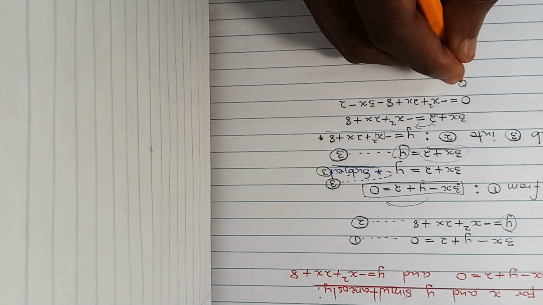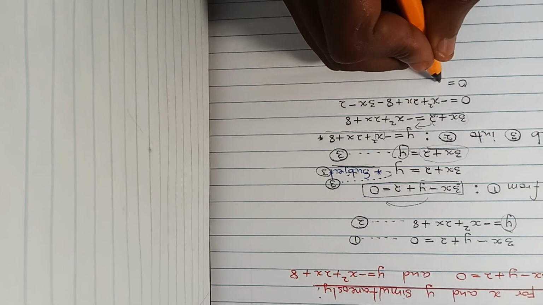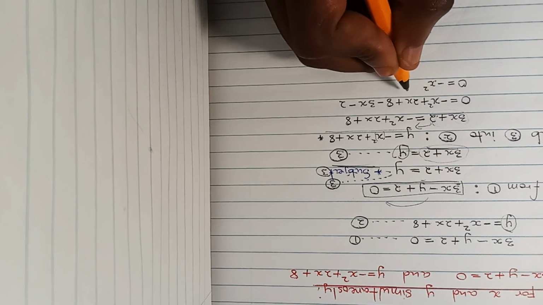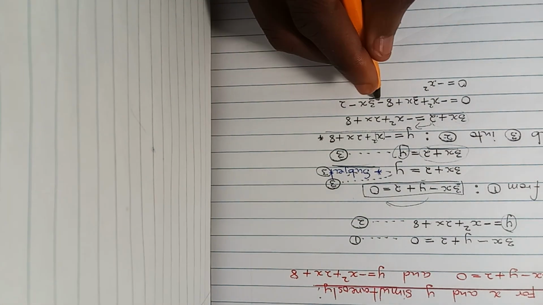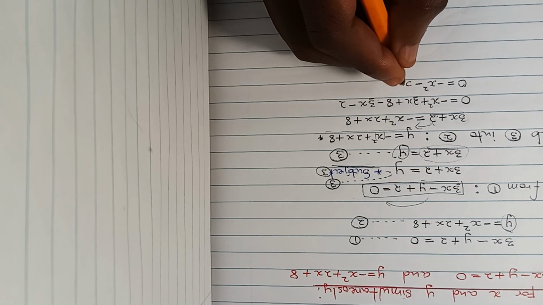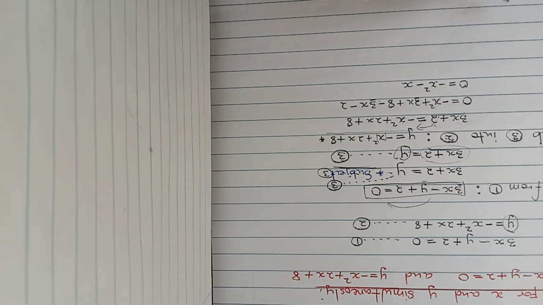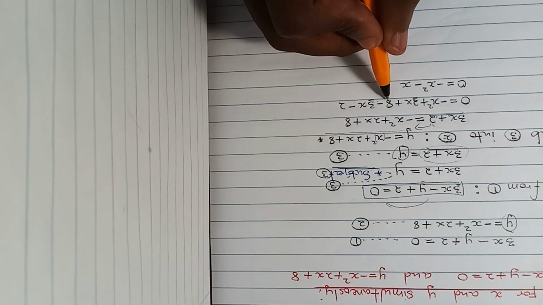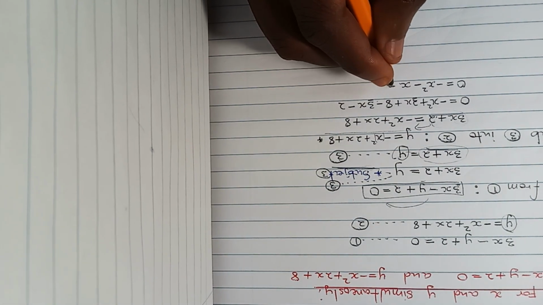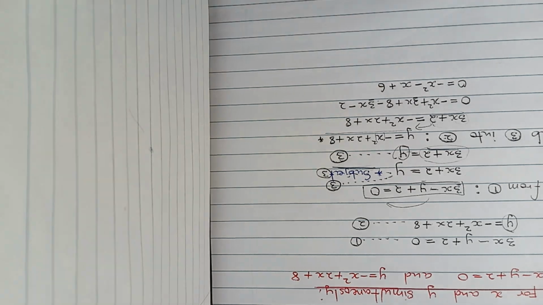And then now it's just a collection of like terms. So we have negative x squared. So 2x and 3x, they are like terms. So 2 minus 3, that is negative x. Or in your calculator, you can just say 2 minus 3. Okay, so now 8 minus 2, that's plus 6.